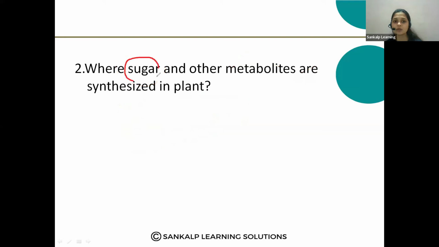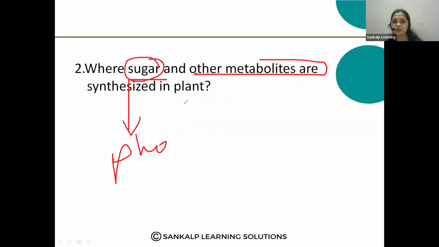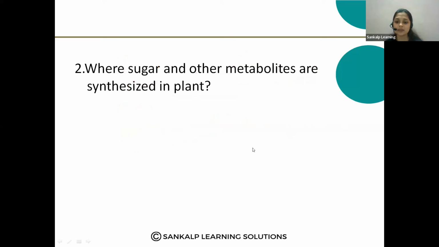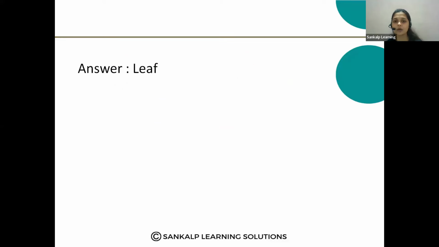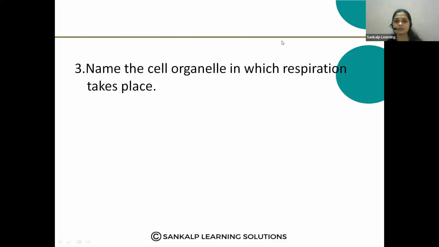Sugar means glucose. Through the photosynthesis process, plants synthesize all these metabolites and the sugar. Where does the photosynthesis process take place? In the leaves, because the leaves contain chlorophyll and are able to absorb sunlight. So this process takes place in the leaves, or you can write leaf. Understood. See the next question.